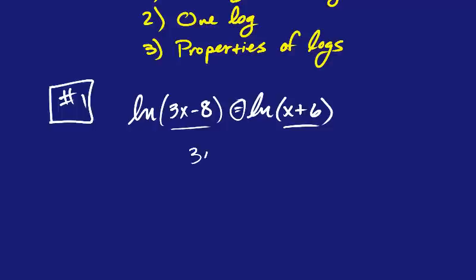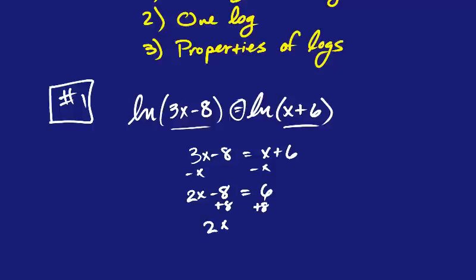So 3x minus 8 just has to equal x plus 6 for these two logarithms to be equal. We set those equal since the bases are the same, and then we just solve the equation that we're left with. I'm going to subtract x. I'll have 2x minus 8 equals 6. I'll add 8 over, and so then we have 2x equals 14. I'm going to divide by 2. x equals 7.